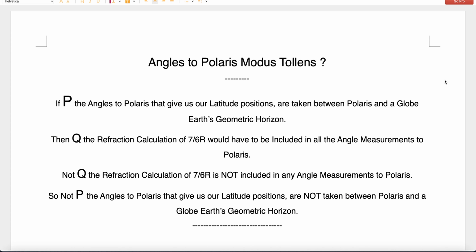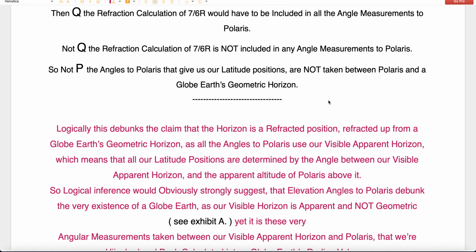Angles to Polaris, modus tollens. If P, the angles to Polaris that give us our latitude positions, are taken between Polaris and the globe Earth's geometric horizon, then Q, the refraction calculation of 7/6 of radius, would have to be included in all the angle measurements to Polaris. Not Q: the refraction calculation of 7/6 of a radius is not included in any angle measurements to Polaris. So not P: the angles to Polaris that give us our latitude positions are not taken between Polaris and the globe Earth's geometric horizon. This is a major problem that they cannot ever get away from.